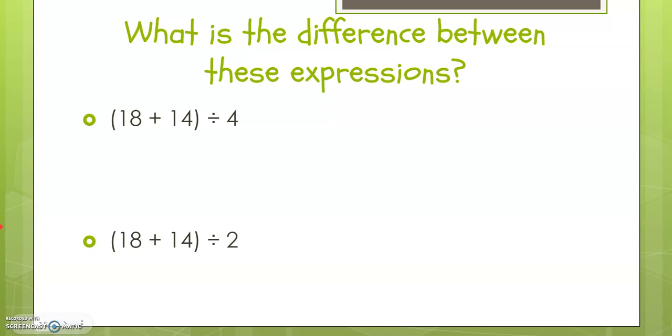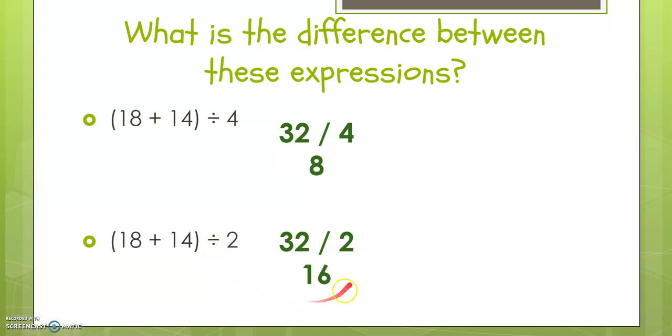What is the difference between these two expressions? This one says 32 divided by 4 equals 8. Where this one says 32 divided in half, or divided by 2, is 16. So even though it starts off the same way, when we divide it by this number, we get a different answer.